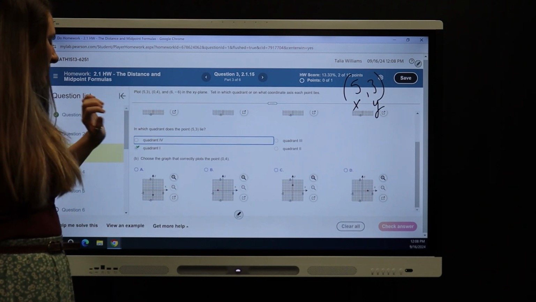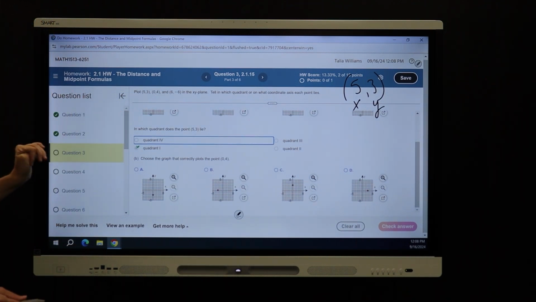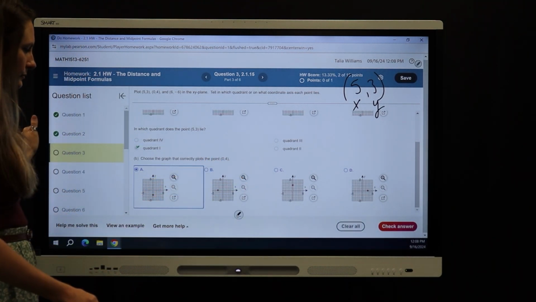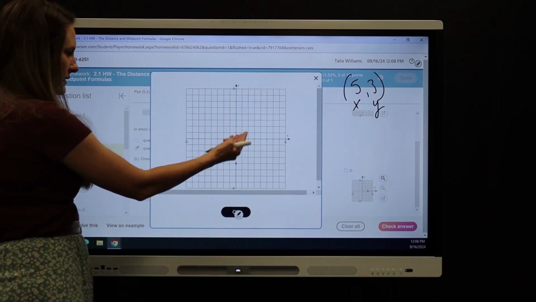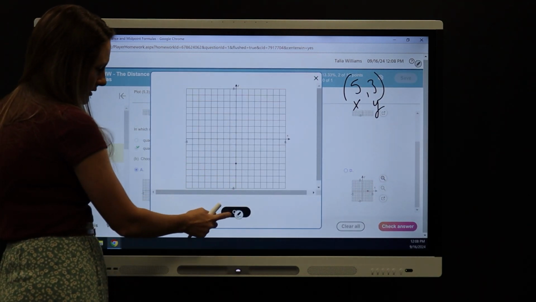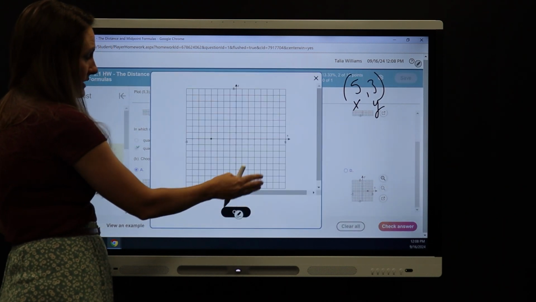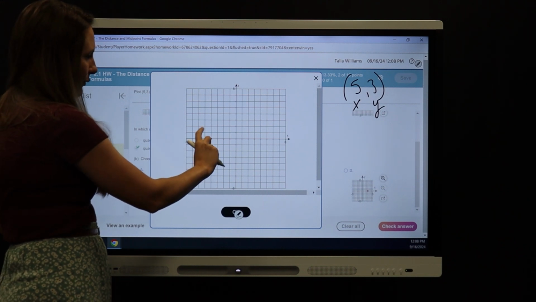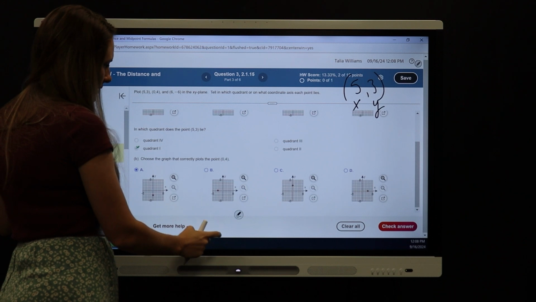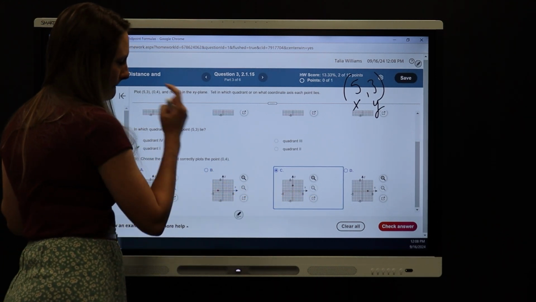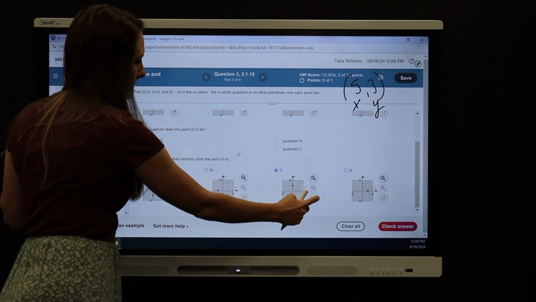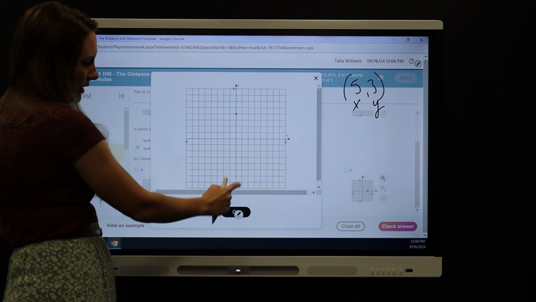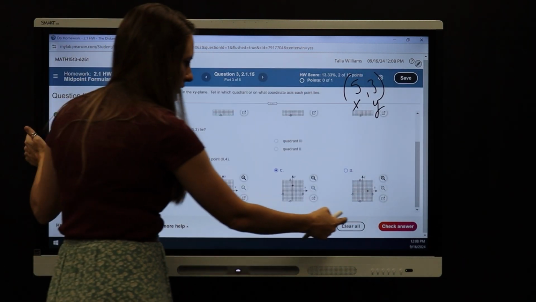Choose the graph that correctly plots (0, 4). Our x is 0, so it's not going to move from the center, and it's a positive 4, so we're going to go up 4. Let's look at this graph. This is (0, -4). This is (-4, 0). So x was negative 4, and y didn't go off the axis, so that's not it because we're looking for (0, 4). Here, it didn't leave 0 on the x-axis and it went up 4. So this is our graph. Check answer.